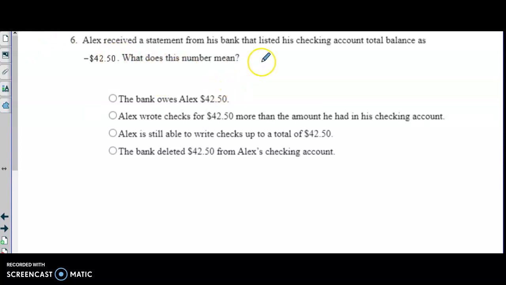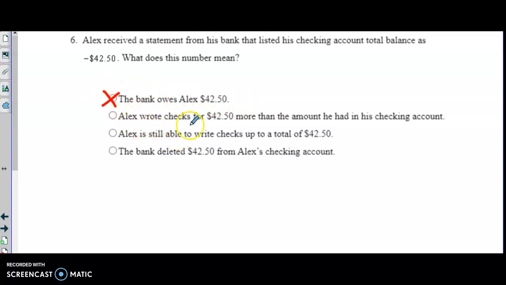Alex received a statement from his bank that listed his checking account total balance as negative $42.50. Well, that's terrible. He is negative. What does this mean? If you have a negative bank account, you are in the red. You owe the bank money. You've spent more than you have. So let's look at the options. The bank owes Alex $42.50.